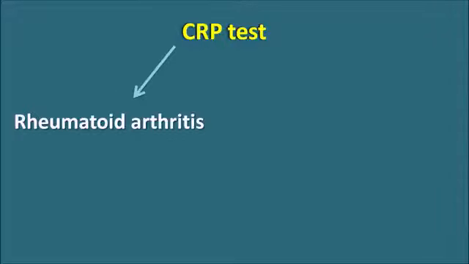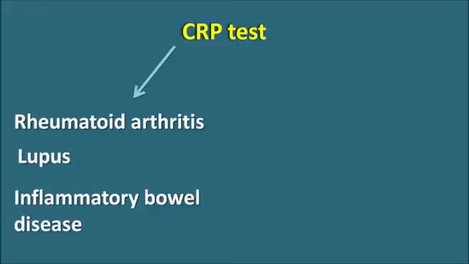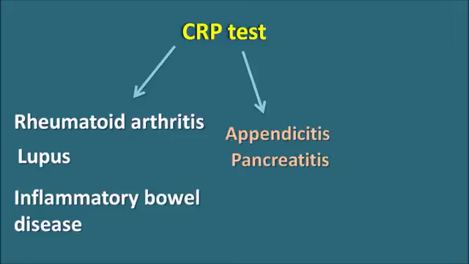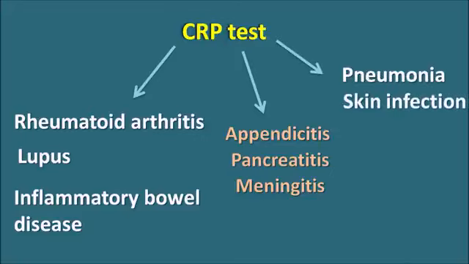We know rheumatoid arthritis is an autoimmune disorder which produces inflammation within the joints. So the CRP test can also be used to assess rheumatoid arthritis. And in other disorders like lupus, inflammatory bowel disorder, appendicitis, pancreatitis and meningitis, in all these we can use the CRP test. This test can also be used during bacterial infections like pneumonia, skin infections as well as sepsis. In all these situations, the CRP levels may be elevated within the serum. So the CRP test can be done to assess the state of inflammation or infection in the body.